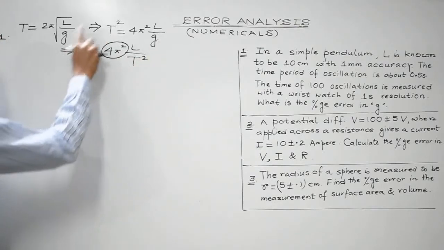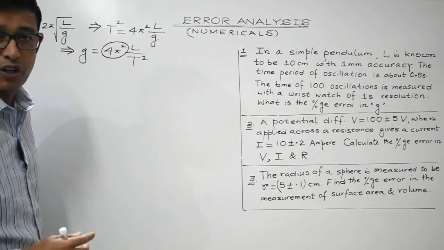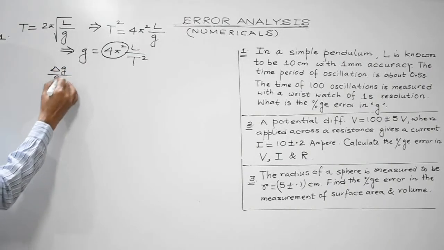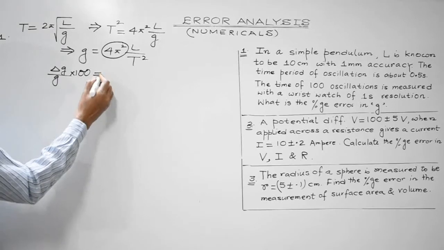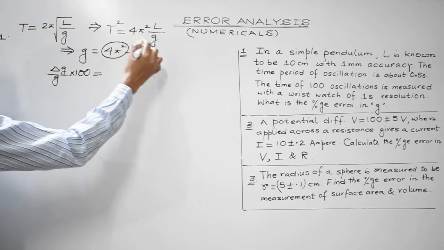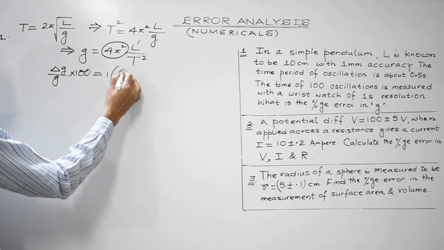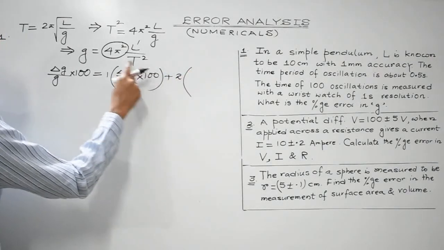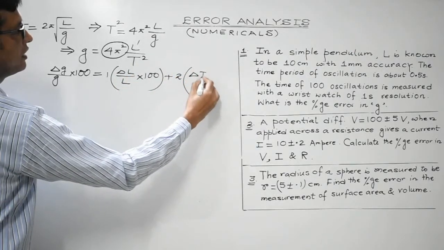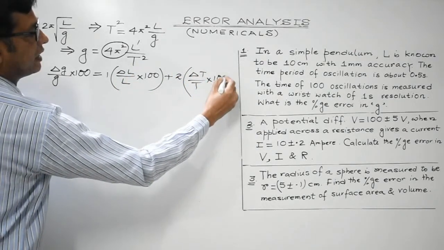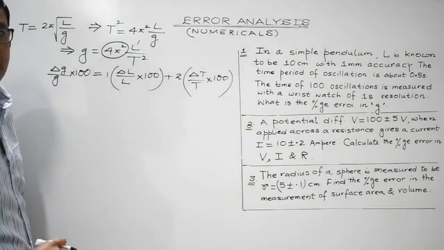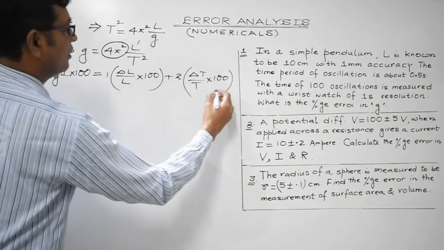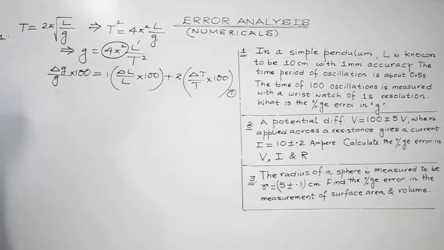So now let's make use of the rules which we have already discussed in propagation of errors, right? Here, the percentage error in acceleration due to gravity would be given by, 4 pi square can be avoided, L to the power 1, so 1 times the percentage error in the length, plus 2 times, as T is to the power 2, 2 times the percentage error in the time period. Percentage error is the relative error multiplied by 100. The relative or fractional error is the absolute error divided by its true value, right? This we are already aware of. Put this as equation number 1.